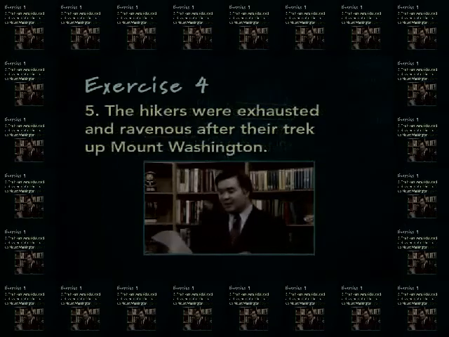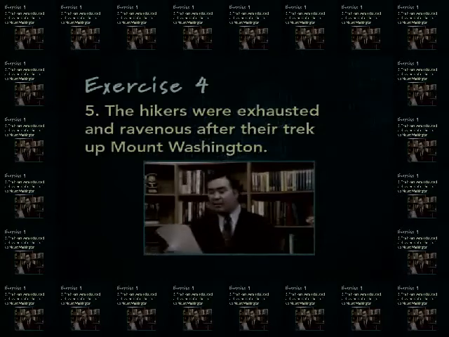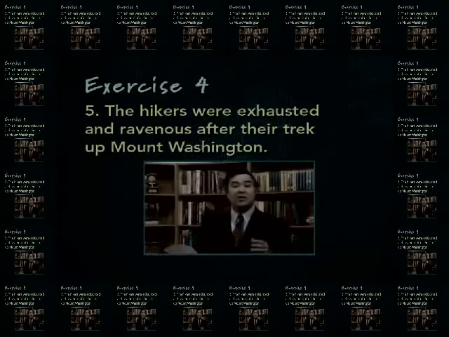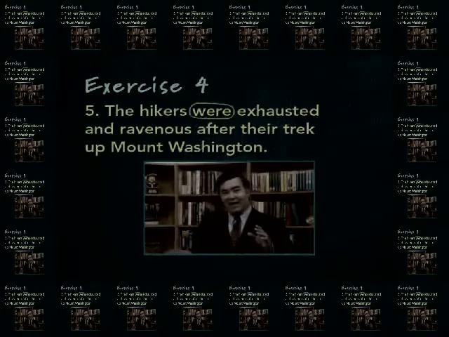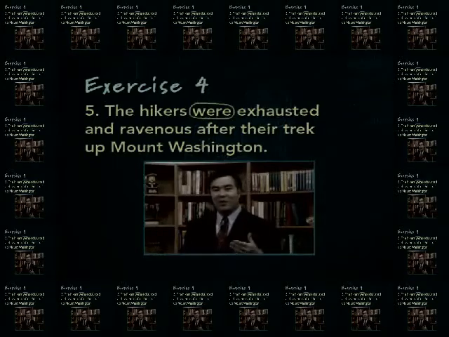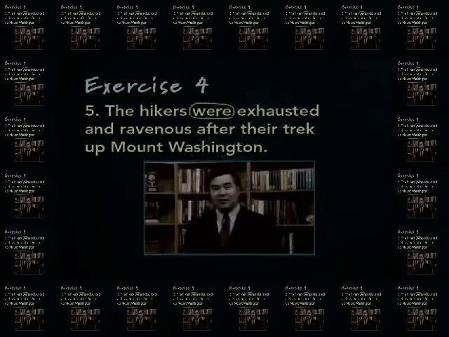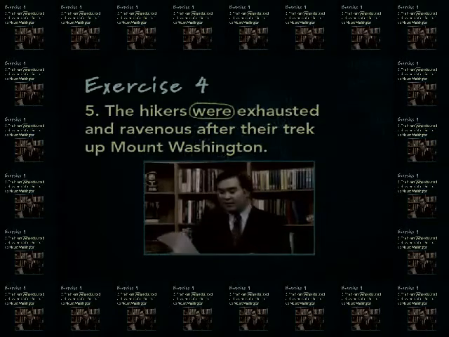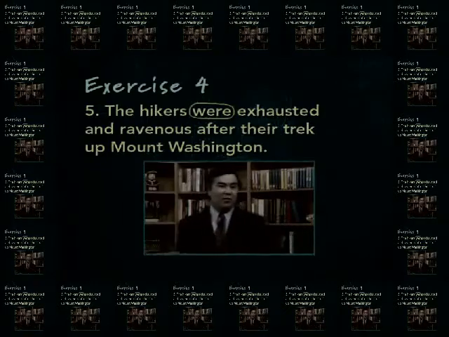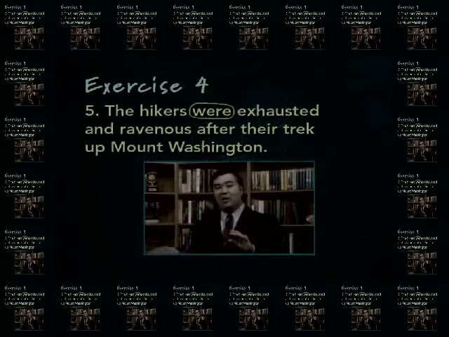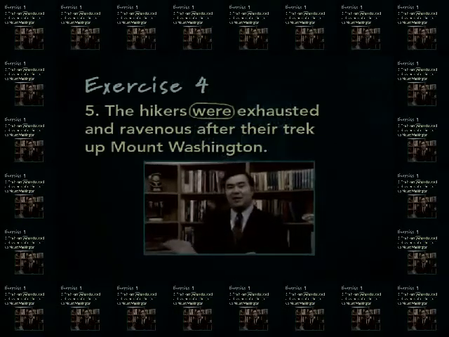Our final example. The hikers were exhausted and ravenous after their trek up Mount Washington. What's the verb in this sentence? Well, the verb is were. And were, of course, is a form of the verb to be, which is the most common and important of the linking verbs. The subject of the verb were is hikers, and what follows the verb were is what the hikers were. Therefore, it's the subject complement that gives us more information about the hikers.